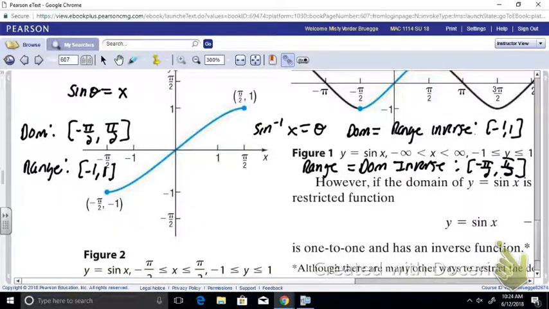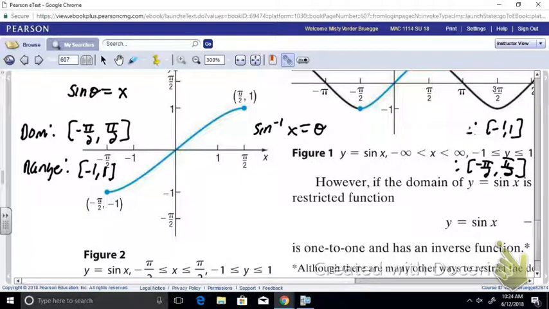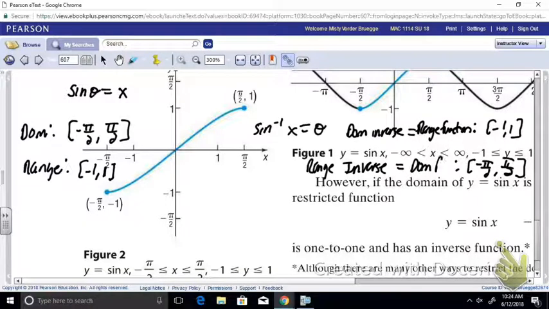Hang on. I didn't do this right. I'm really on a roll today. Let me rewrite this. Domain of the inverse equals the range of the function. Having a hard time getting my notation written well. Okay. And then the range of the inverse equals the domain of the function. Okay, better.